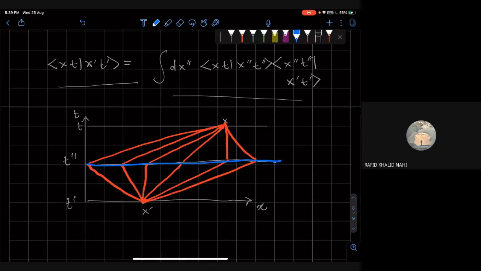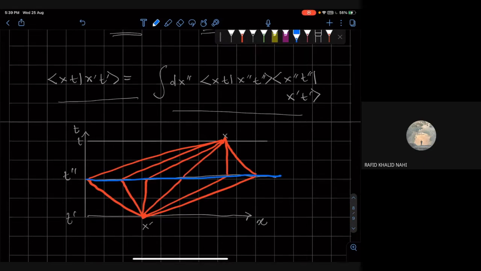So this is what graphically this equation means, okay? Because we are doing an integral over the intermediate time and space. So at the intermediate time, we're integrating over all of space. Okay? So now what if we kept on doing this? What if we kept on doing this over and over again?